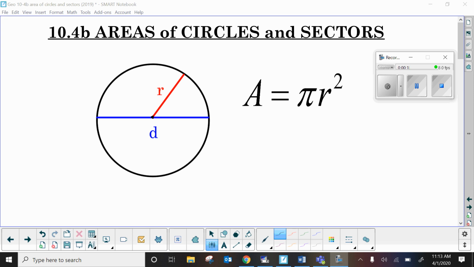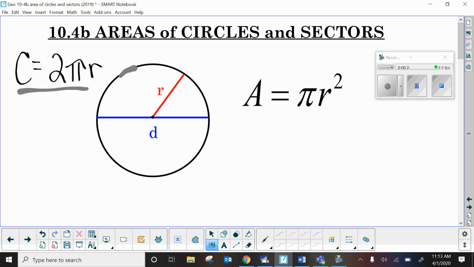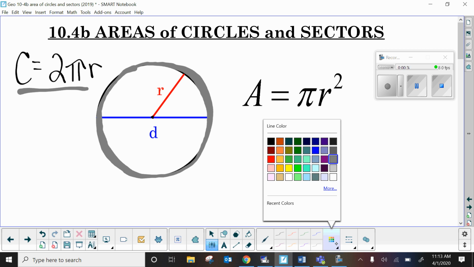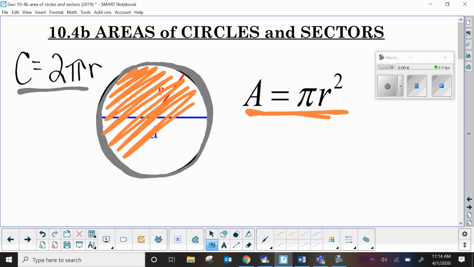Remember, we just got done doing the circumference, and circumference is 2 pi r. What that did was give us the distance around the circle. What we're going to do today is find the area. The area is the amount of stuff that will fit in a circle.